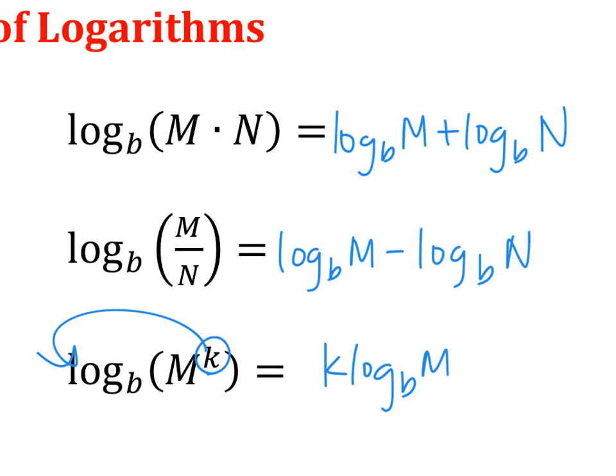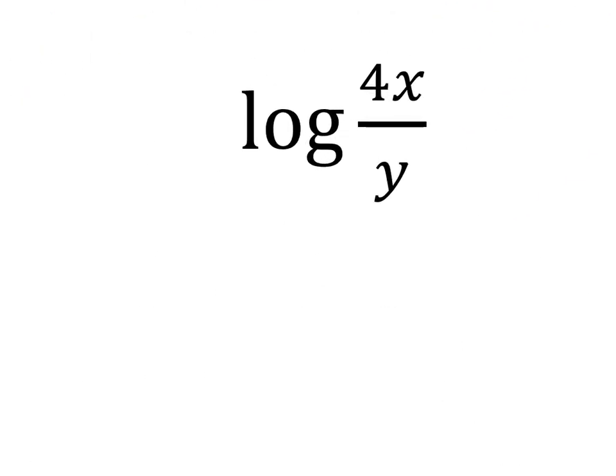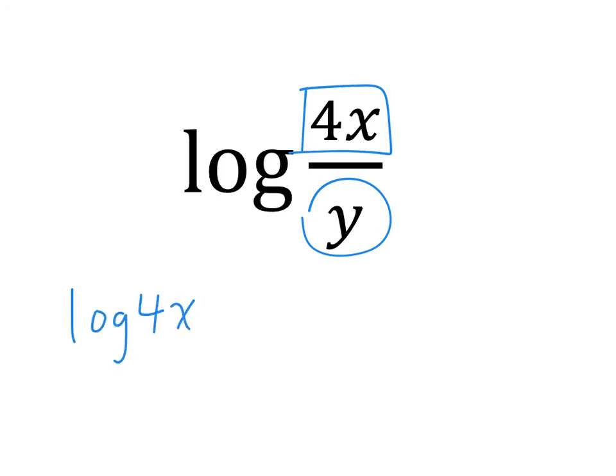All right, let's do one together, and then you're going to do the rest on your own. On the bottom. Okay, number 1. Log 4x over y. Yes, it is log base 10. So there are a few things going on. We have a 4x divided by y. So maybe we can think of it as 4x divided by y first. So dividing means what? Subtract. So we can think of it as log 4x minus log y.